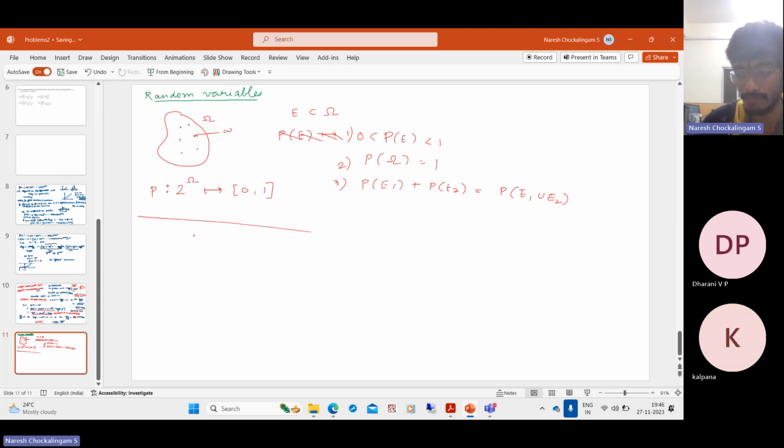Now, why did we introduce random variables? Here probability itself is a function from events, the set of all possible events, to this number 0 to 1. But we need something called a random variable. So a random variable is an intermediate function. So random variable x is an intermediate function.